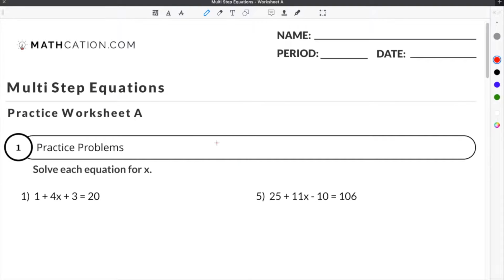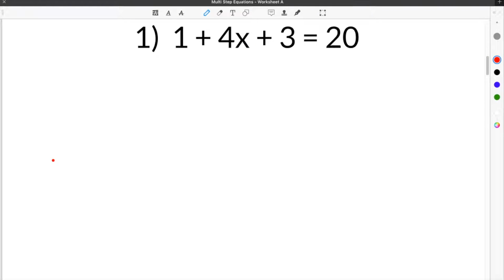In this video, we're going to show you some problems from our multi-step equations worksheet. Our first problem gives us 1 plus 4x plus 3 equals 20. The first step in solving this multi-step equation is to combine like terms. We're going to combine the constants, because those are the two like terms on the same side of the equation together.